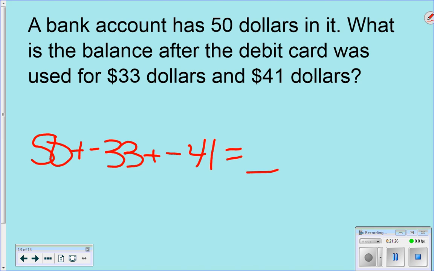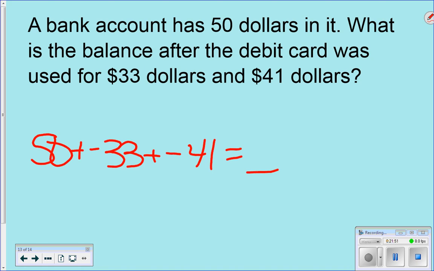But here's the thing. I don't care what you do as long as you get the answer right. It doesn't matter to me. If you don't want to deal with negatives, then do 50 minus 33 and then take that minus 41. Are you going to end up negative, though? You know how I know? Because 33 plus 41 is more than 50. You're going to end up negative. That's fine. I don't care what you do, as long as you solve the problem.